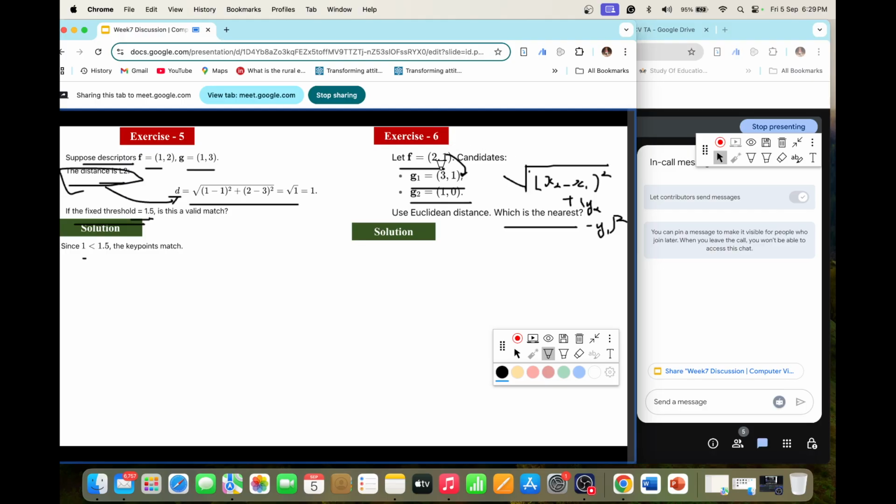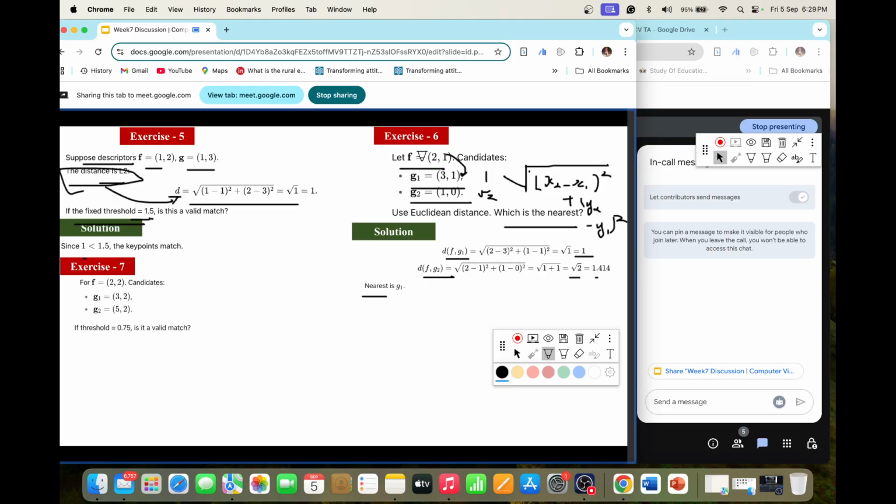So you find it like this: (3 minus 2) whole squared plus (1 minus 1) whole squared, which comes to 1. Similarly for g2, that is (2 minus 1) whole squared plus (1 minus 0) whole squared, so 1 plus 1, which gives root 2. So the distance of f to g1 is 1 and the distance of f to g2 is root 2. So g2 is farther away and g1 is nearest to f. That is how you do the nearest neighbor problem.